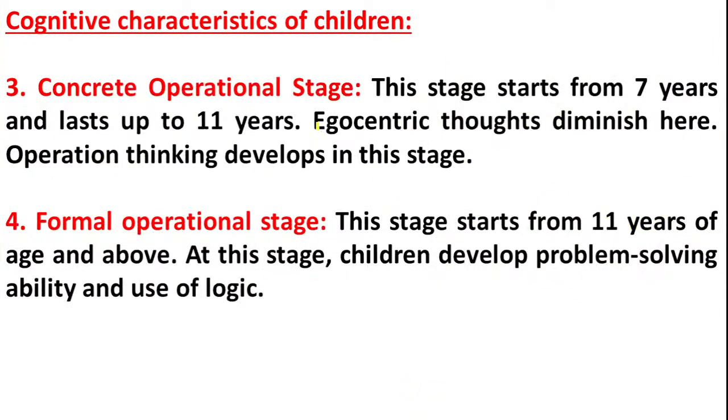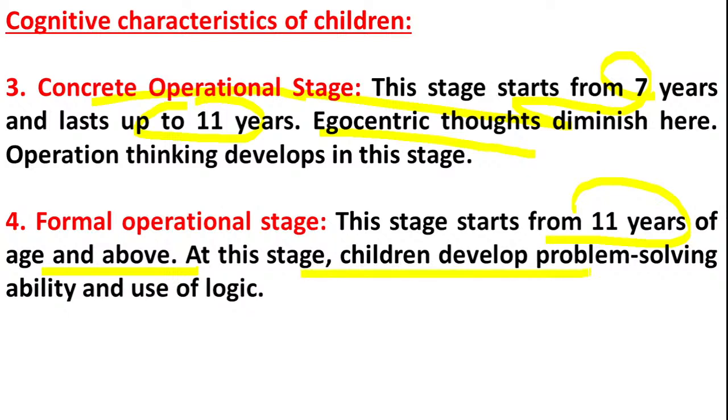Then the third one is the concrete operational stage. This stage starts from 7 years and lasts up to 11 years. Egocentric thoughts diminish here. Operational thinking develops in this stage. The fourth is the formal operational stage. This age starts from 11 years of age and above. At this stage, children develop problem solving ability and use of logic.